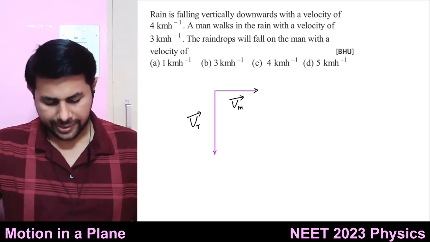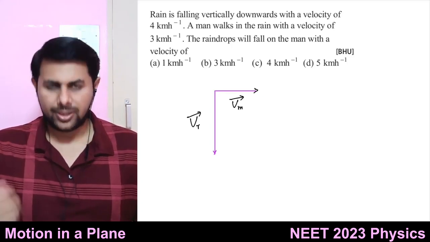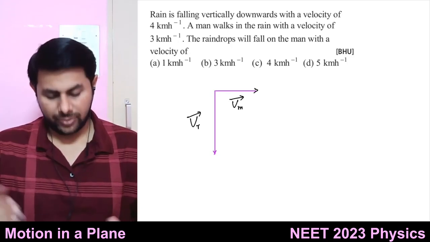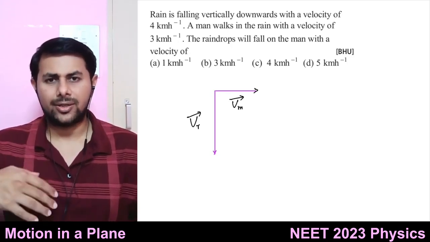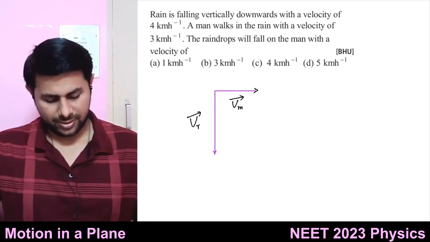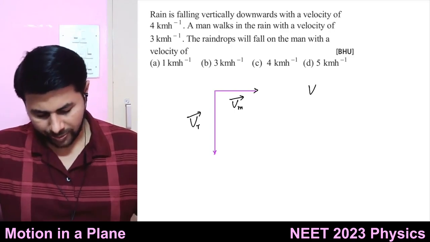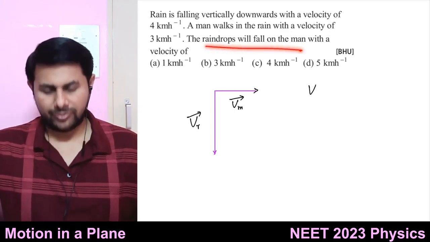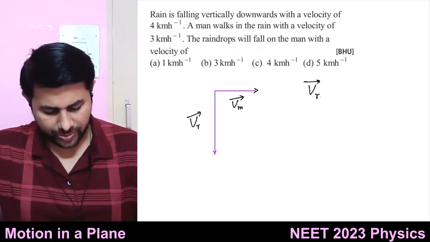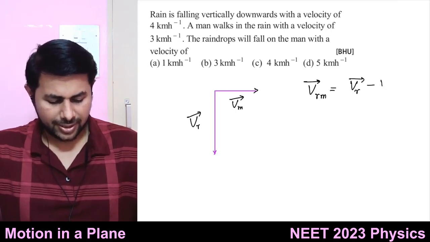Now the raindrops will fall on the man with the velocity of what? Now the man is in motion, the rain is also in motion. So you want to find the velocity of raindrops with respect to the man. So the raindrops will fall on the man with the velocity of rain with respect to man, which is velocity of rain minus velocity of man.